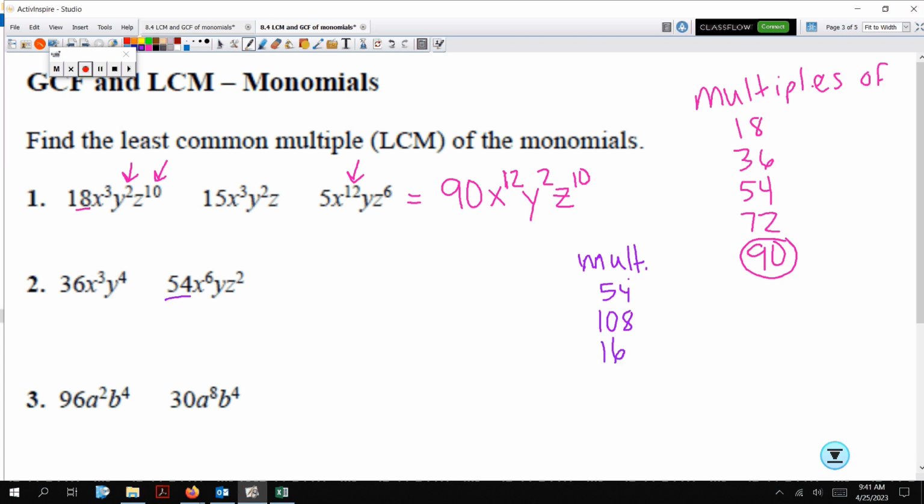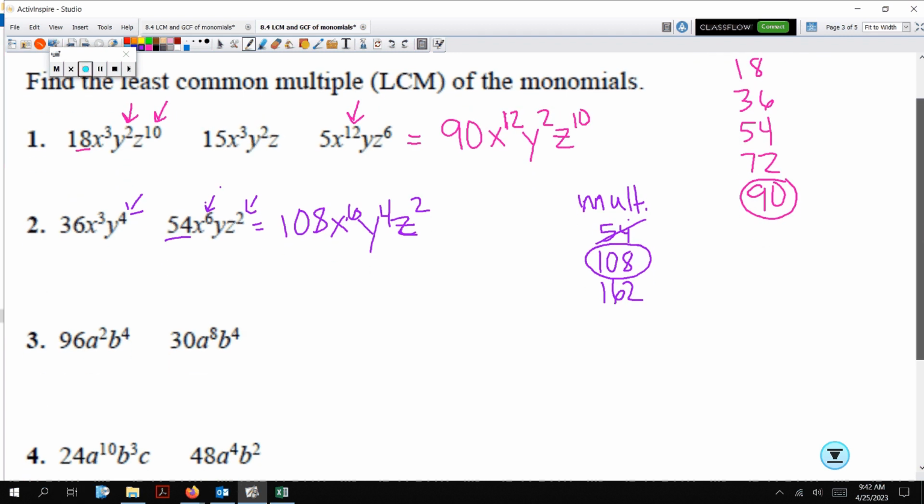All right. Well, we know that 54 does not, or 36 doesn't go into 54. But does 36 go into 108? So 108 divided by 36 is 3. So it turns out that this was my least common multiple. I didn't even need to go out to 162. So 108. And then I want to take the highest exponent. So 6 x's. 4 y's. And 2 z's. All right, cool.